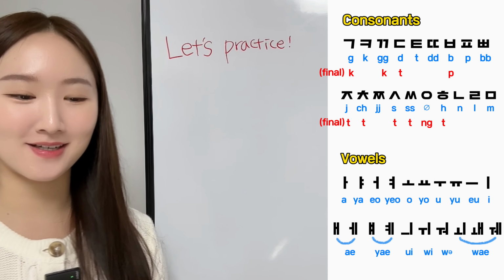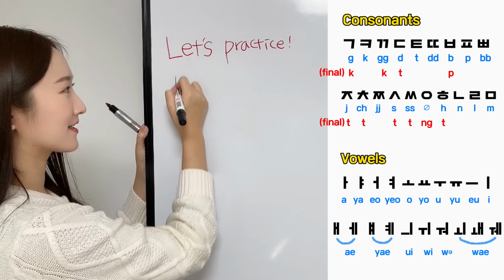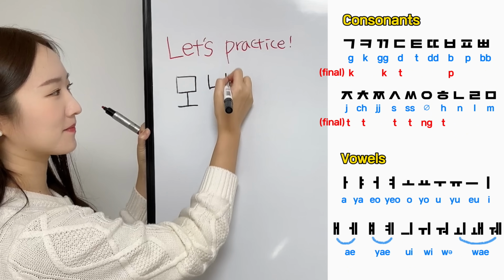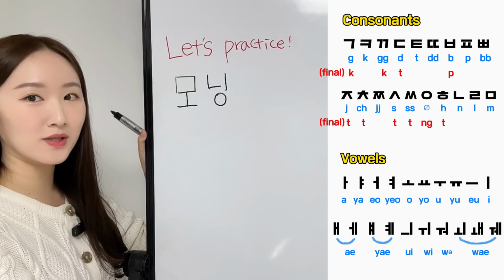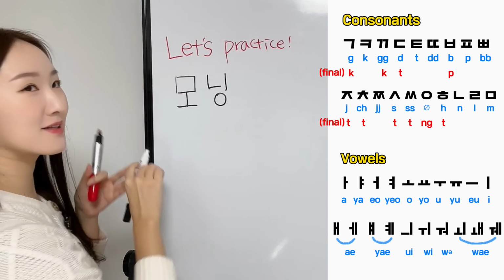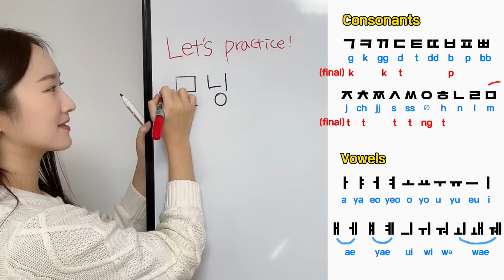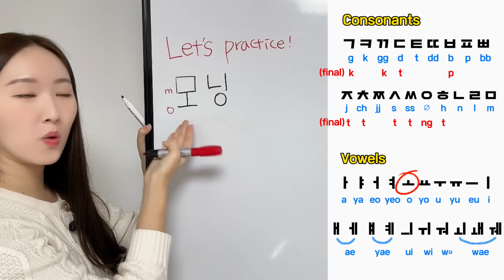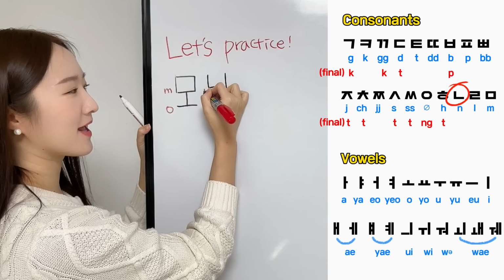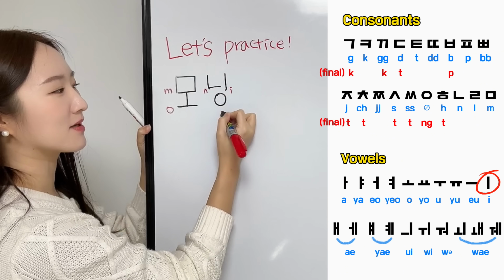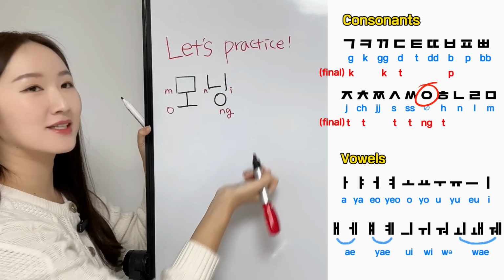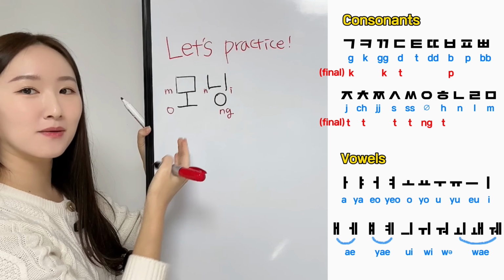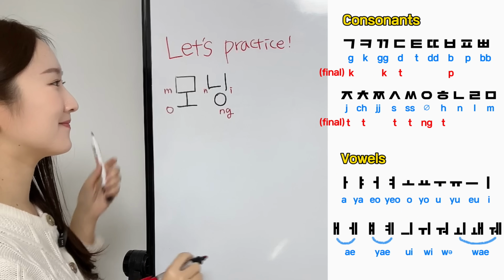Let's practice together. So first, this is my name, morning. First one, this is M sound, right? M plus O, mo. And then N plus E plus NG sound, ning. Morning. Morning is my name.